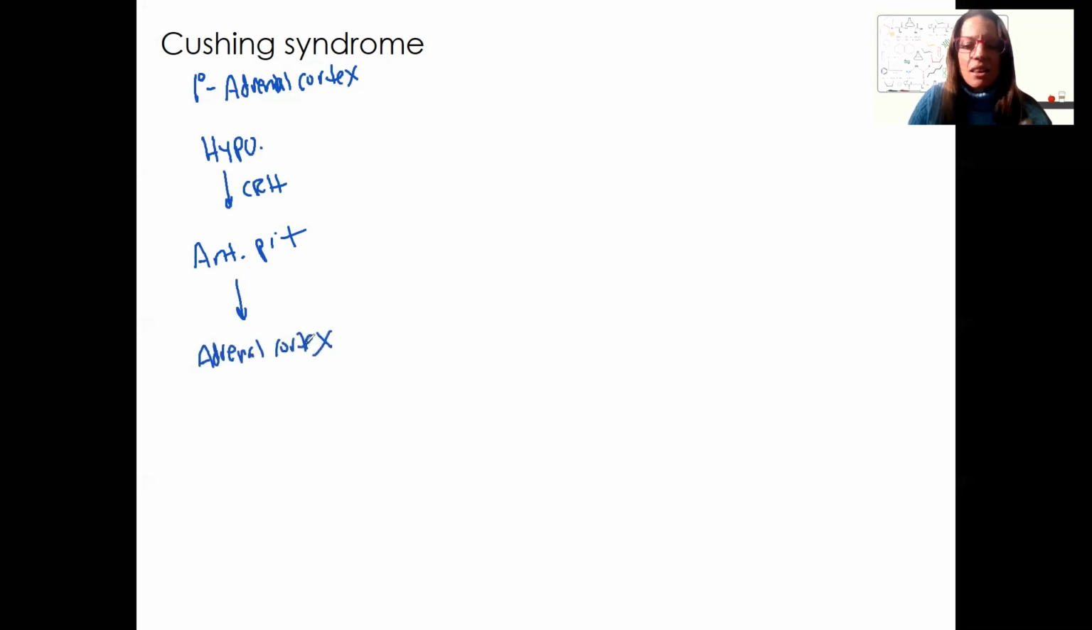So let's say that there is some pathology in the adrenal cortex. I'm going to mark this with a little star here. That's what we said here. Primary Cushing syndrome is a problem in the adrenal cortex. What's the problem? Well, it's releasing too much cortisol, right? Maybe there's a tumor that's made of adrenal cortex tissue, producing too much.